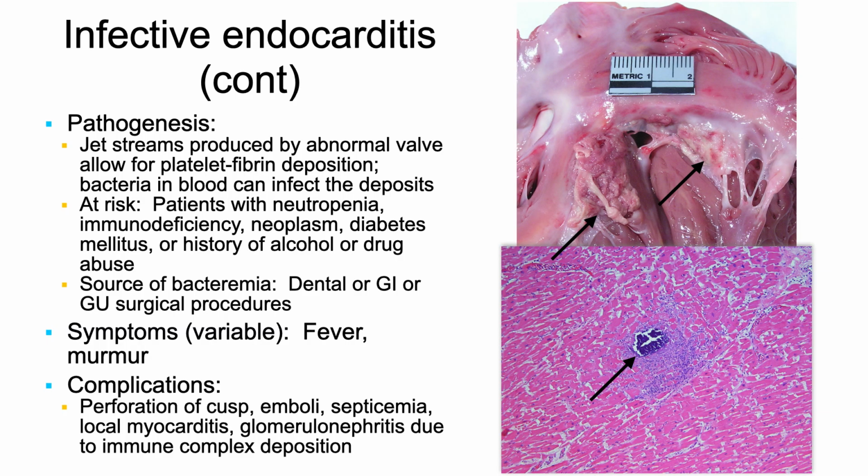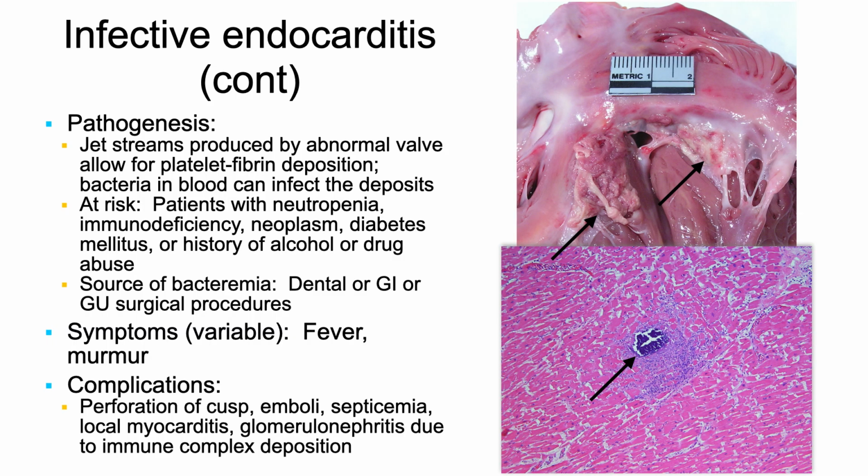With infective endocarditis, the reason it occurs is that when you get abnormal flow, like in dysfunctional valves, it's possible to get little fibrin platelet microthrombi. If bacteria in the blood lodge in those, that can grow up into a vegetation. Those at most risk would be those who have immune problems, those who are neutropenic. Cancer is also associated with it.